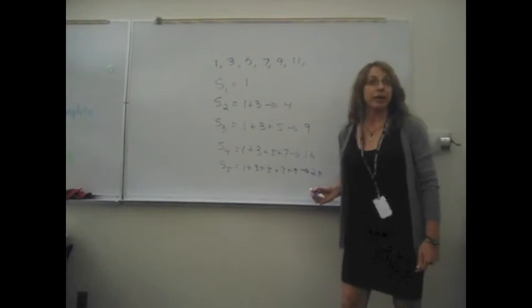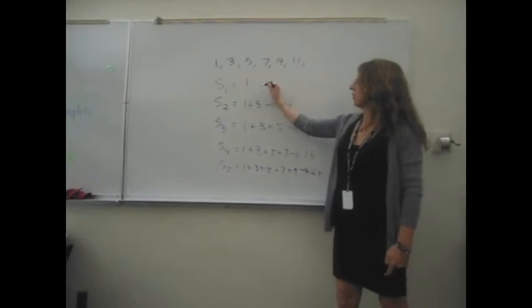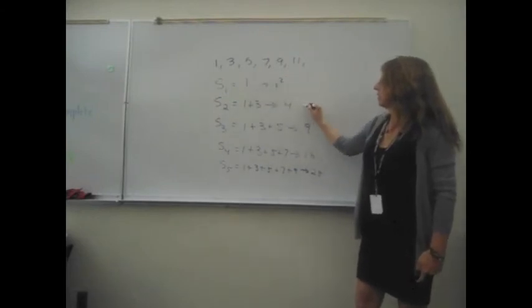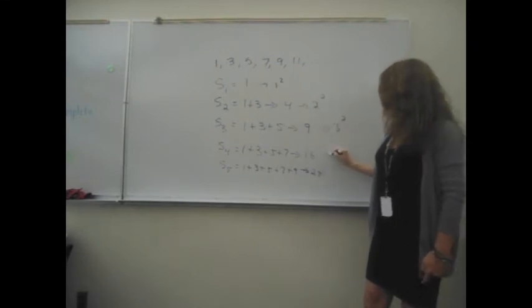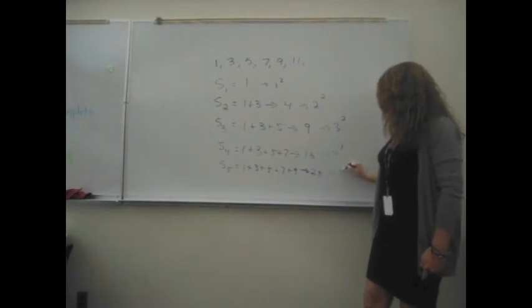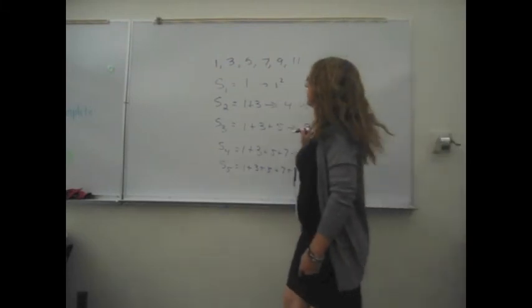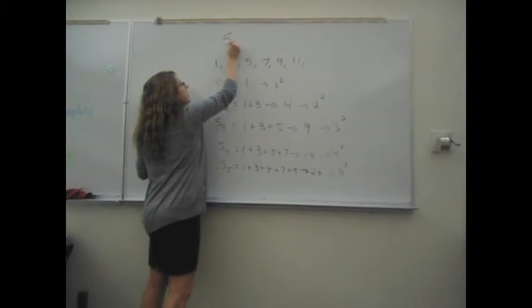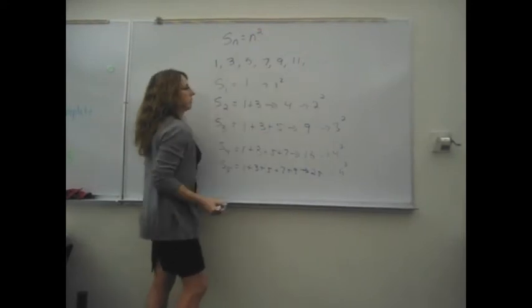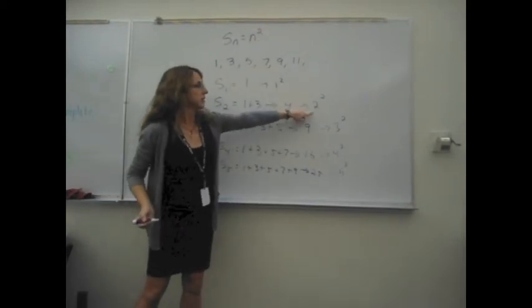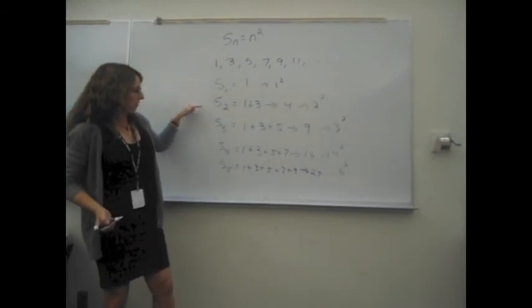Are you noticing a pattern? Hopefully, when you look at these, you're noticing that's the same thing as 1 squared. That's the same thing as 2 squared. That's the same thing as 3 squared. So on and so forth. And so we could come up with a possible definition for our sum. Looking at this, how about if we said the sum of any n terms is going to be equal to n squared? The sum of the first 2 terms is 2 squared.